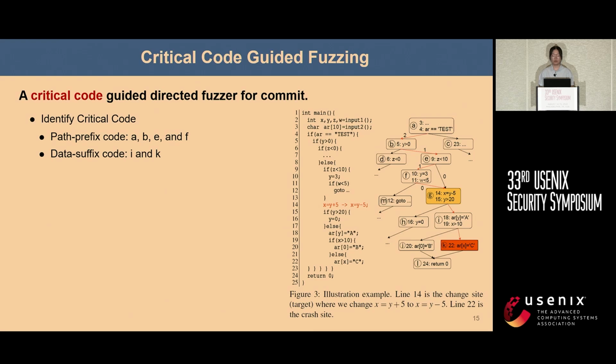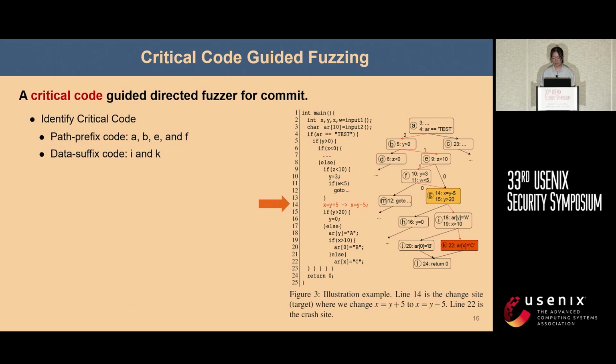So to realize our goal, we have to first define and identify what the critical code is. Formally, we define two kinds of critical code, which are path prefix code and data surface code. As the name indicates, the path prefix code refers to the control flow prefixes that can affect the change site, and the data surface code represents the code that has data dependencies with the critical variables used in the change site. Here we present an illustrative example where we assume there is a commit that changes line 14, and thus we set line 14 and basic block G as the target.